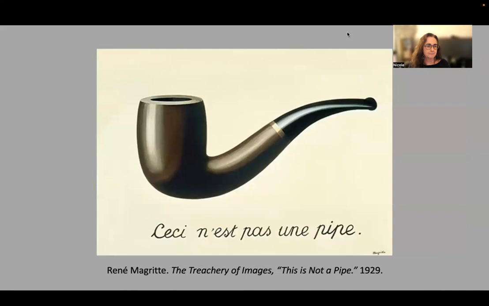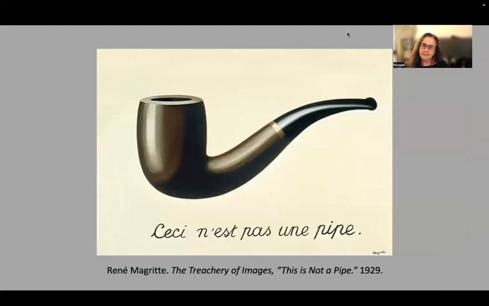Take a look at another pipe. Okay. So Belgian painter Rene Magritte shows a different relationship between art and reality. I want you to take a look at the title, y'all. I'm not going to read it in French because my French is terrible. It's called The Treachery of Images. This is not a pipe, from 1929.